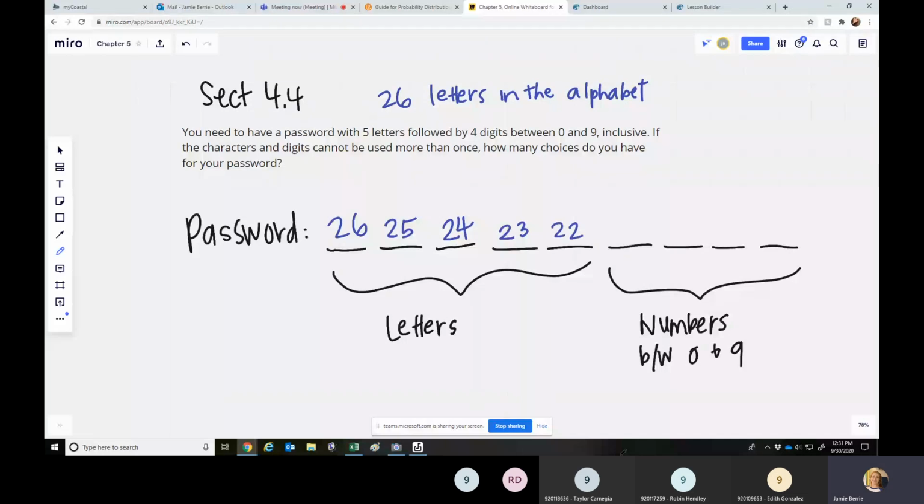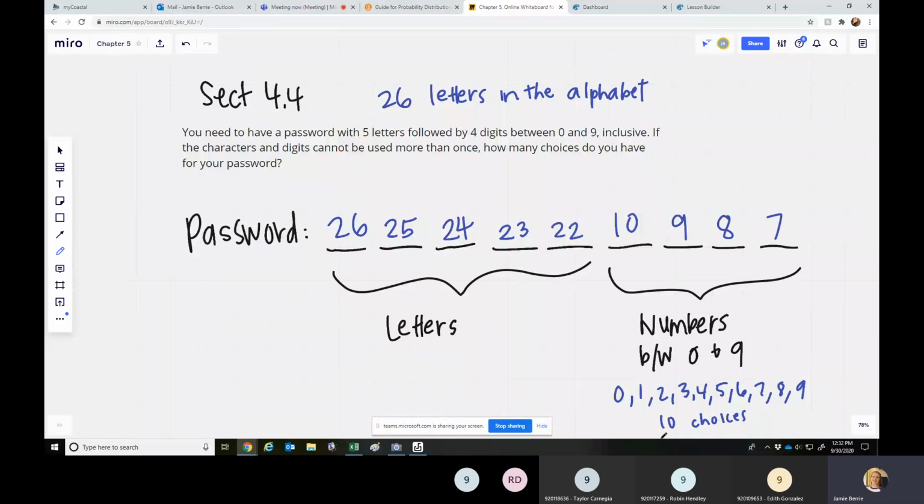Now we're starting over. We're doing numbers now. So we have numbers between 0 and 9. So that's 0, 1, 2, 3, 4, 5, 6, 7, 8, 9. So that's 1, 2, 3, 4, 5, 6, 7, 8, 9, 10 choices. So 10 choices. All right, so for my first number, I have 10 choices. Then once I've chosen a number, say I choose the number 1 here, I can't choose that number again, so now I have 9 choices. Then I have 8, and then I have 7.